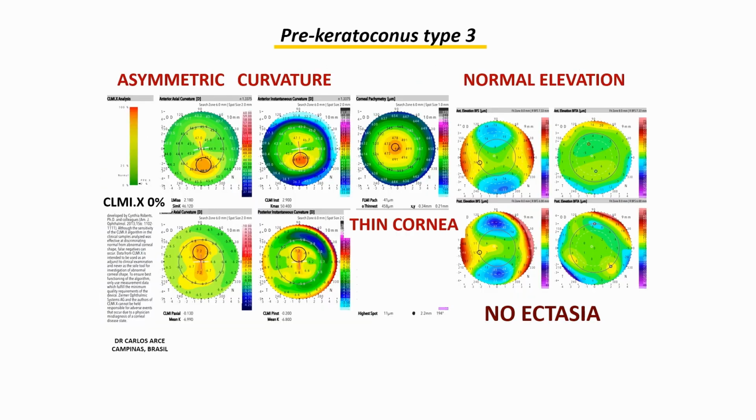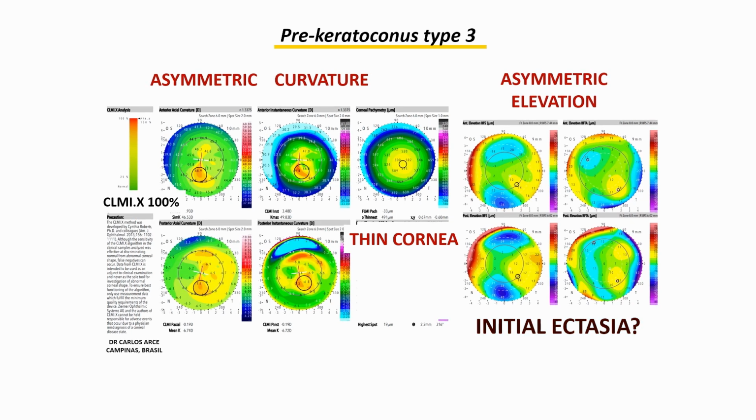Okay. And so this is another very clear case about this. This will be classified as keratoconus by curvature, and even by pachymetry because it has a thin cornea. But in the best fit sphere and best fit toric maps, we don't have the pattern of ectasia. So there is no ectasia, completely normal elevation.